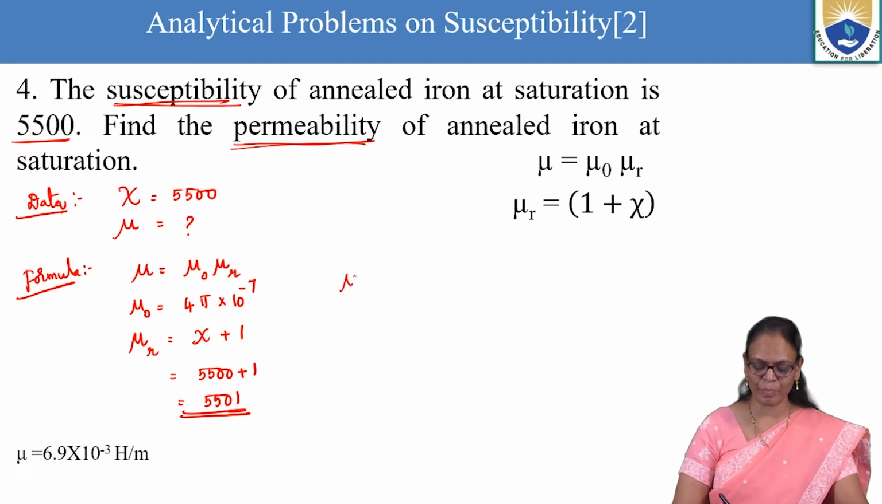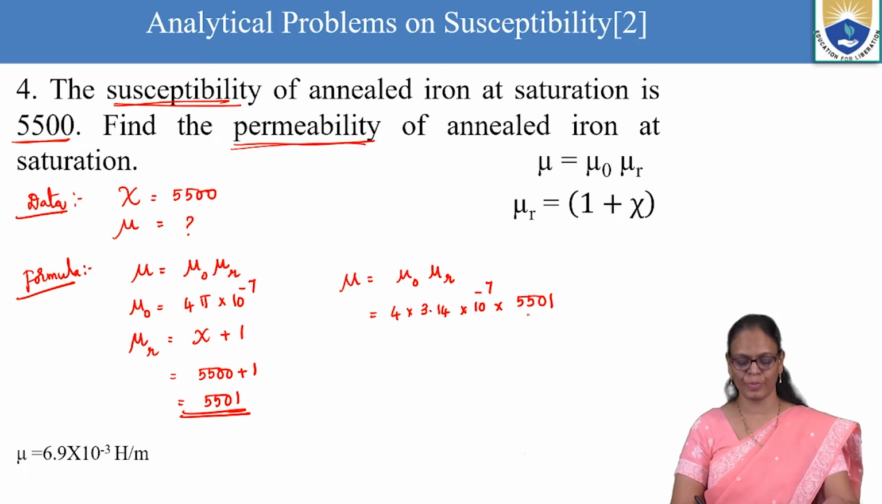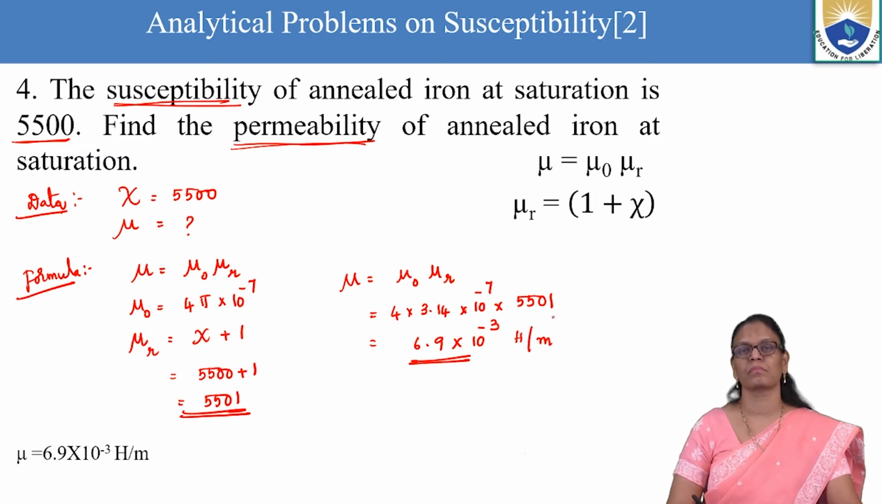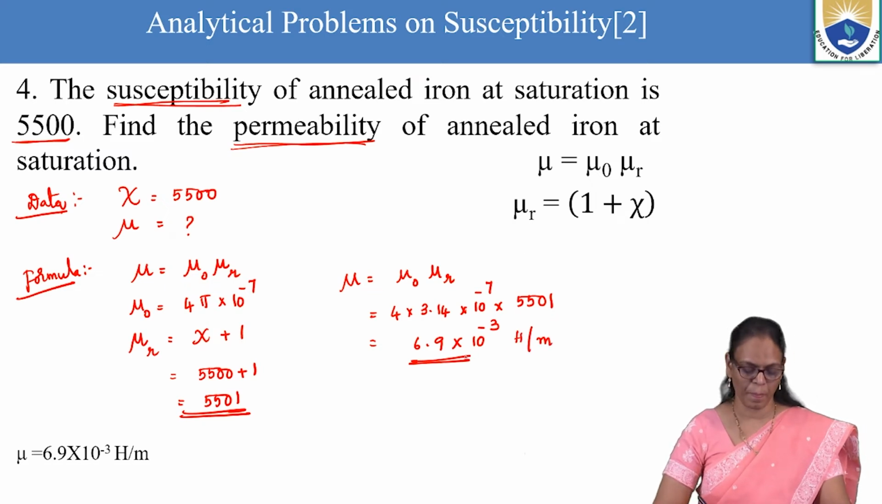Now, mu will be equal to what? Mu naught into mu r. So 4 pi into 10 power minus 7 into 5501. This is the value of mu r. So this is 6.9 into 10 power minus 3 Henry per meter. So this is the value of mu, that is the permeability.